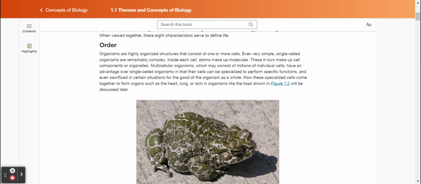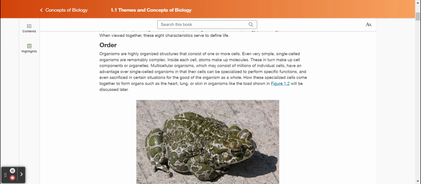Order. Organisms are highly organized structures that consist of one or more cells. Even very simple, single-celled organisms are remarkably complex. Inside each cell, atoms make up molecules. These in turn make up cell components or organelles.